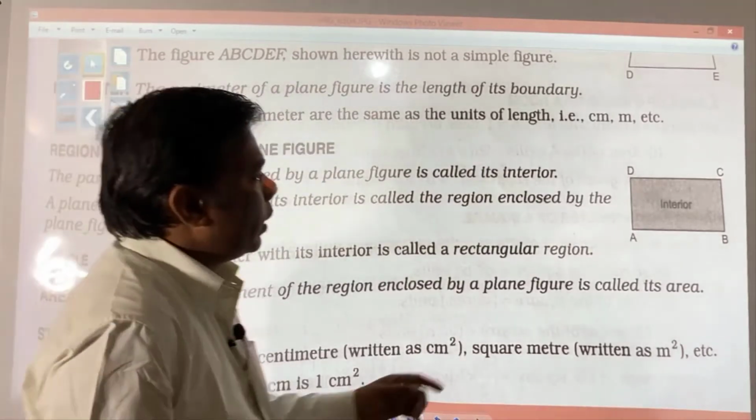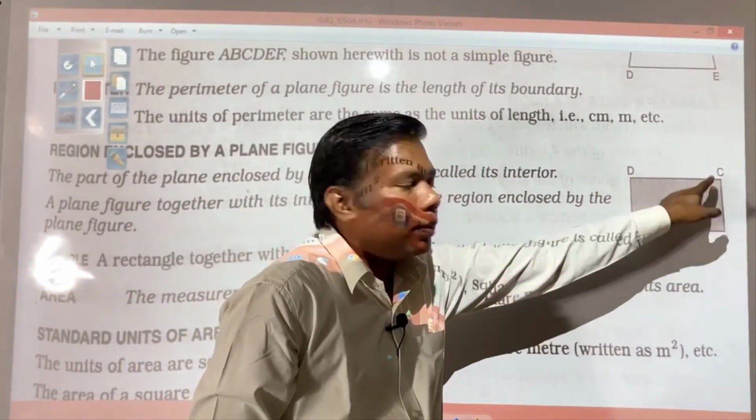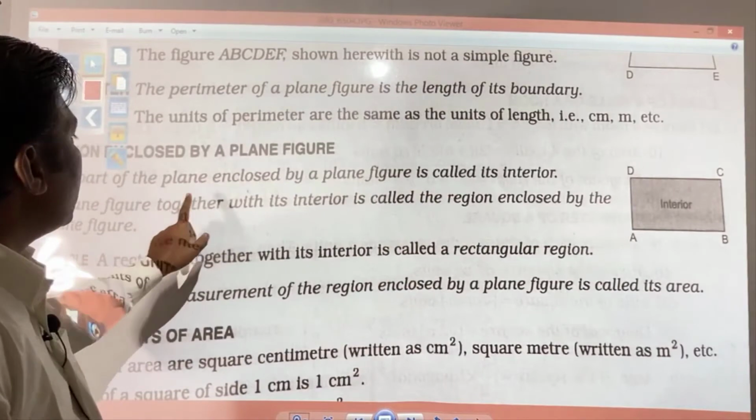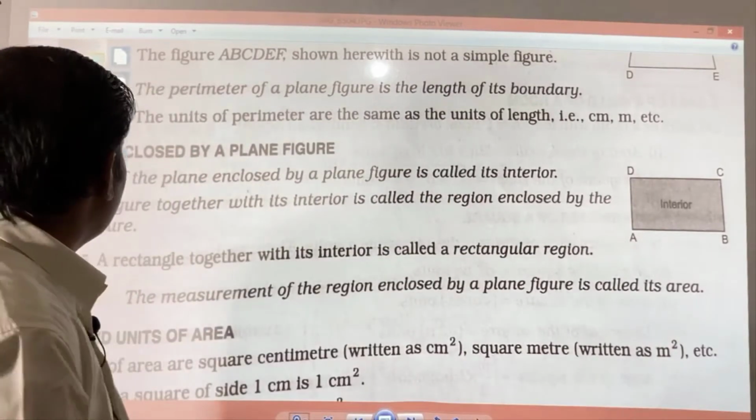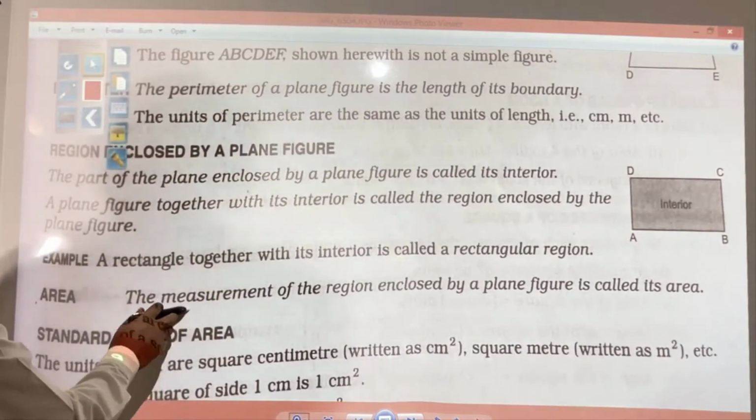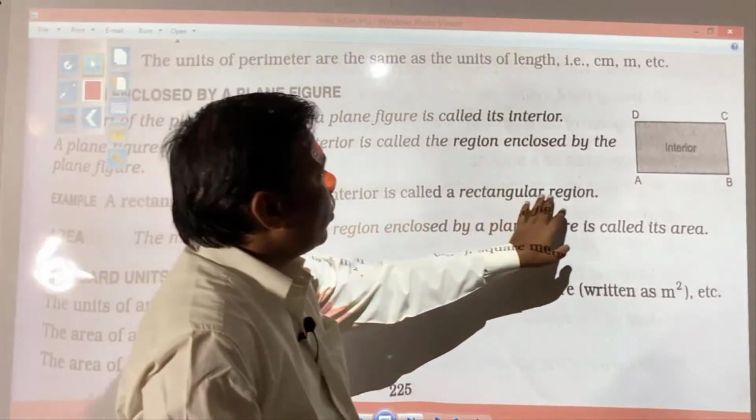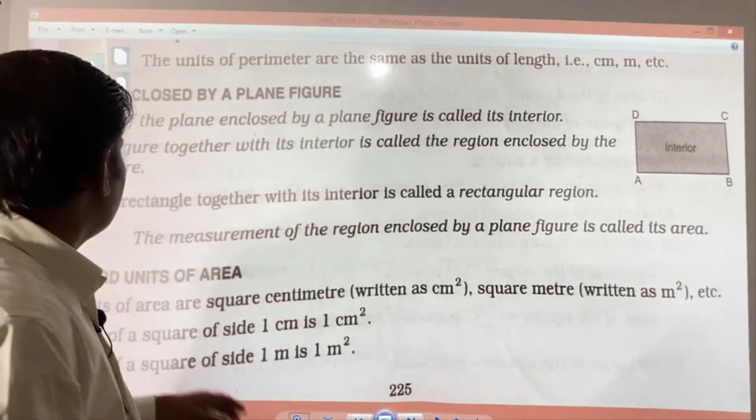So all together means this line segment is also taking some space. So a plane figure together with its interior is called the region enclosed by the plane figure. Here you see, a rectangle together with its interior is called a rectangular region. So this region will be called a rectangular region.